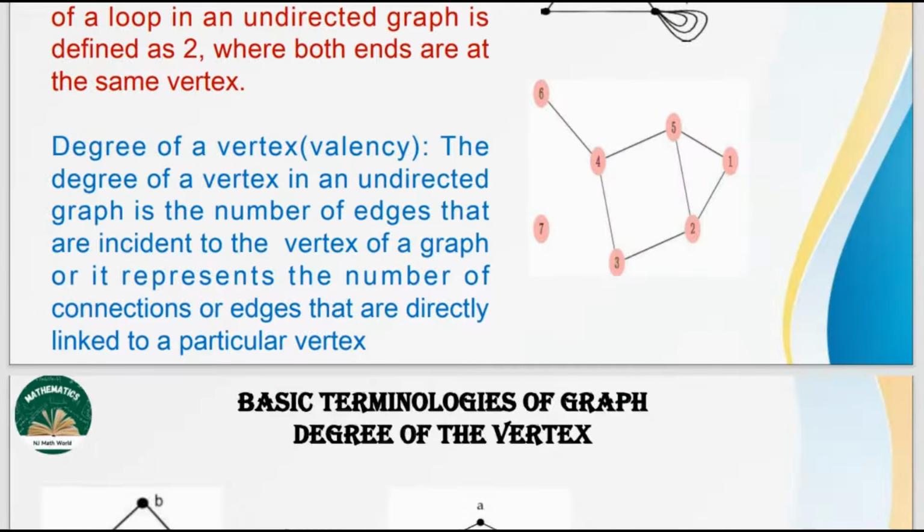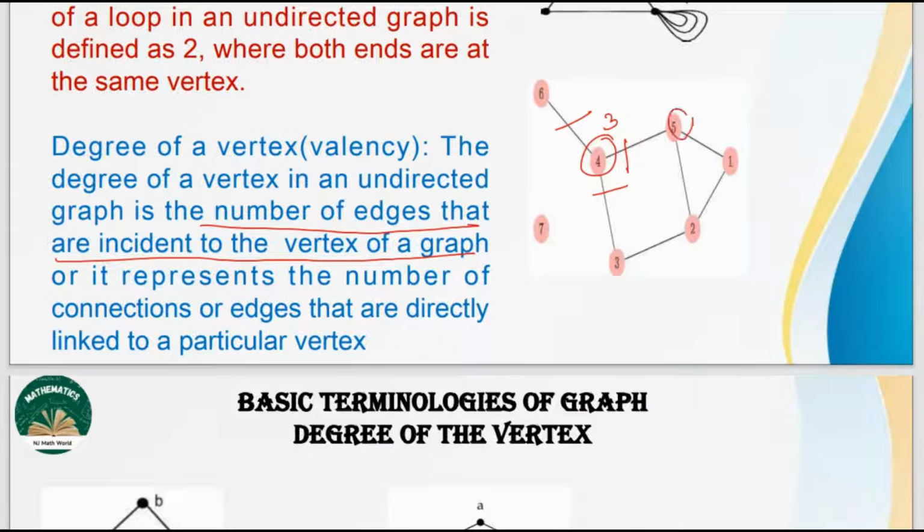Then you have degree. What is meant by degree? You will count how many lines are touching that node. Count the number of lines which touch that node. The degree of a vertex in an undirected graph is the number of edges incident to the vertex of the graph. So here if I take 4, how many edges are incident? 1, 2 and 3. So the degree is 3.